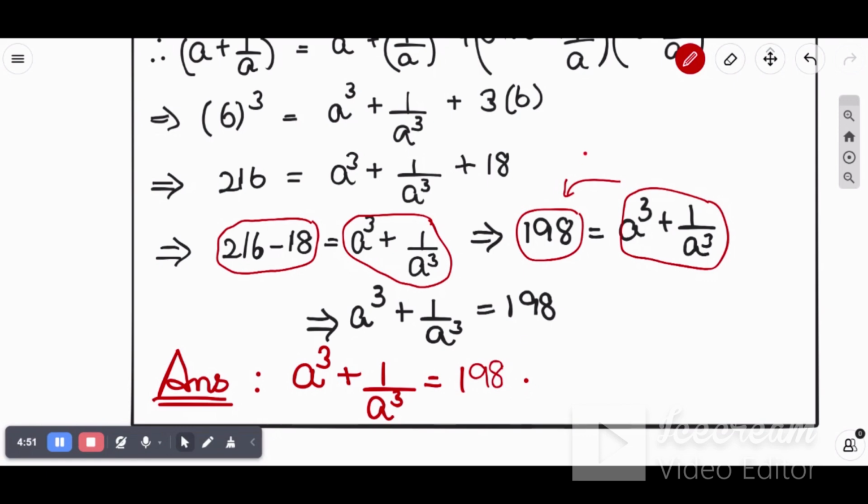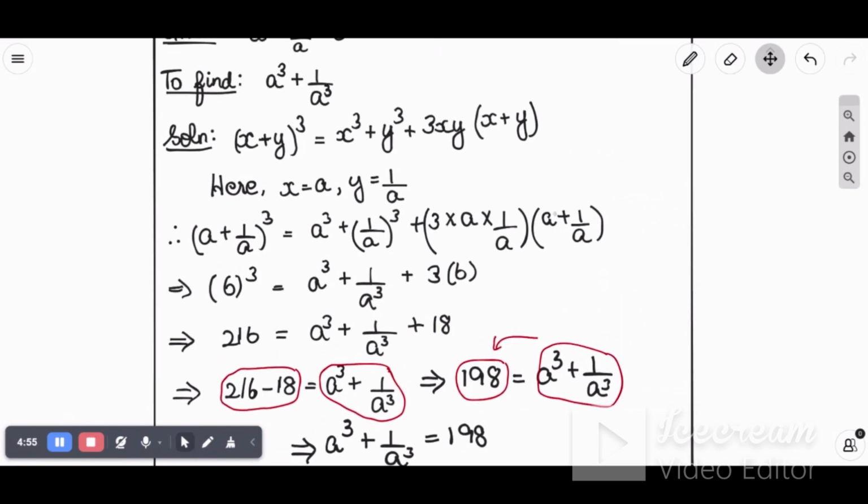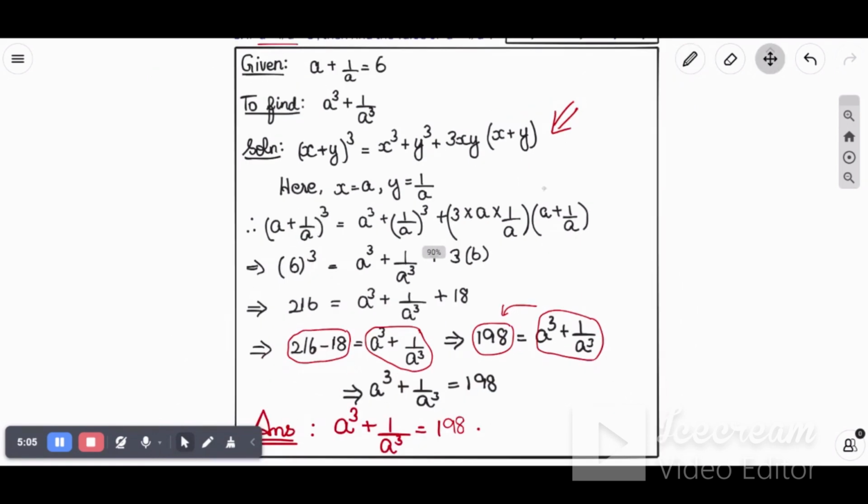The very important thing over here is you have to remember this formula, x plus y the whole cube is equal to x cube plus y cube plus 3xy into x plus y. So hope you understood this question.